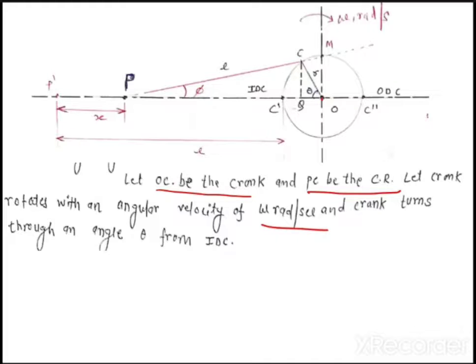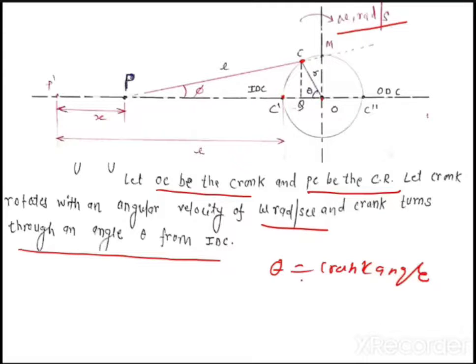This crank OC is rotating at what radius? Omega radian per second. And the crank turns through an angle theta from IDC, right? Means what? Let us say initially the point was C dash. From C dash it went to C, and what angle has it turned? It has turned at an angle theta. So what is this theta? This theta is nothing but the crank angle, the angle by which the crank has turned, right?